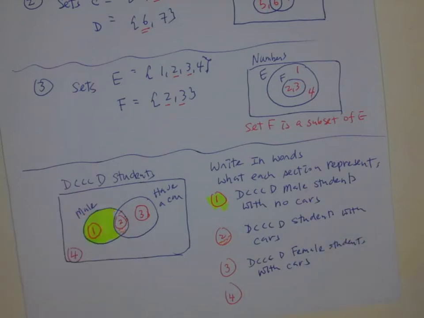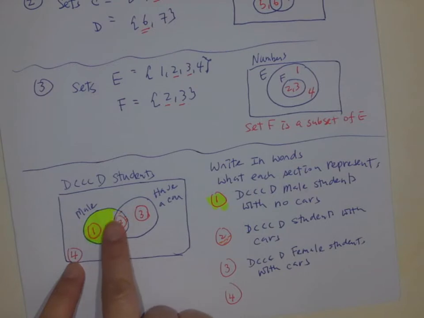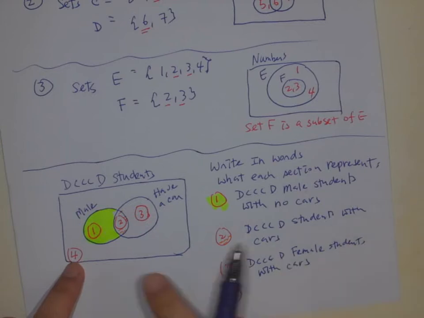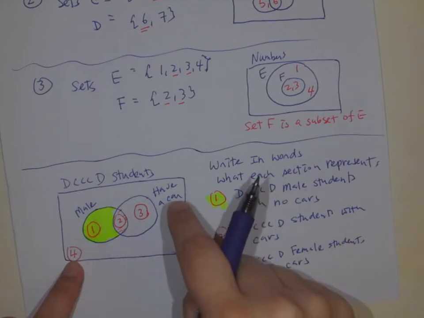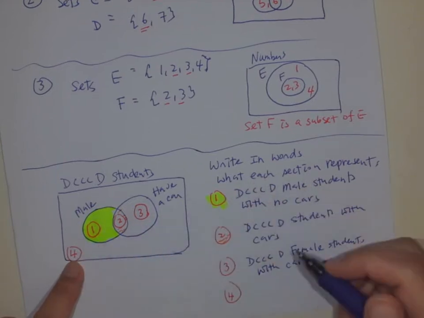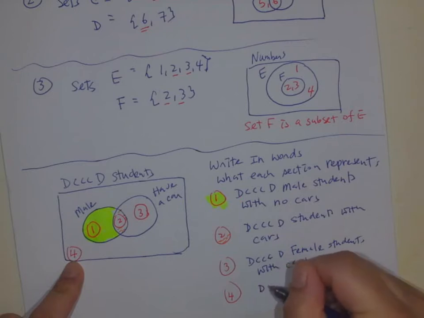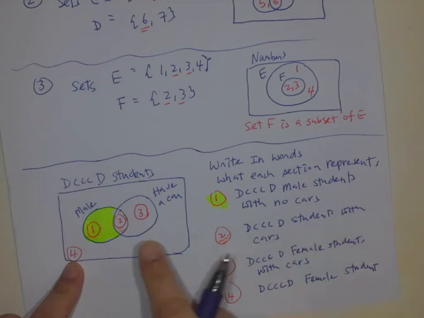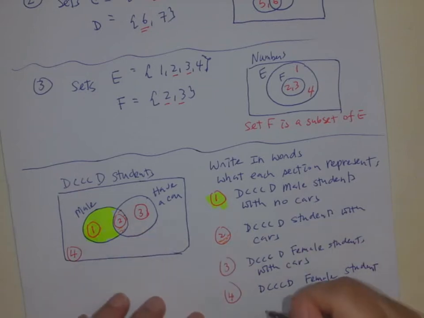Okay, and then how about the one outside? So the one outside is not going to be male, right? And it's not going to have car, right? So not male means females, don't have car. Okay, so this is going to be DCCC female students outside of the circle with car, so with no car.